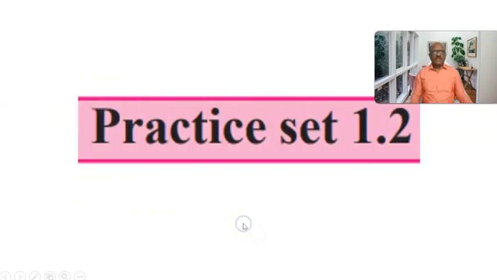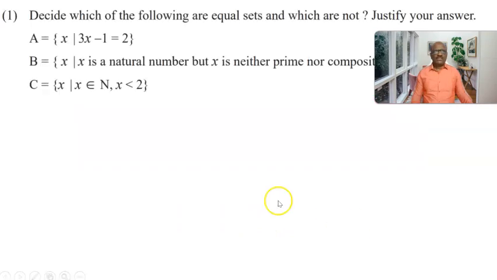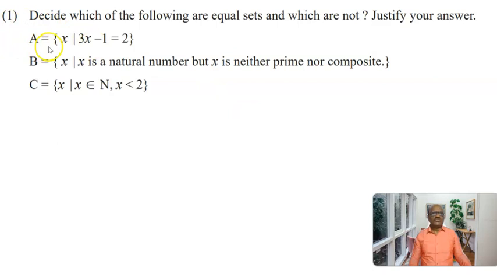Okay, now practice set 1.2. Now let us start. Decide which of the following are equal sets and which are not. Justify your answer. Now the first, A is equals to, in curly bracket x is such that 3x minus 1 is equals to 2. B is equals to, in curly bracket x is such that x is a natural number but x is neither prime nor composite. C is equals to, in curly bracket x is such that x belongs to set of natural numbers and x is less than 2. Now we'll find out the elements in the sets A, B and C.